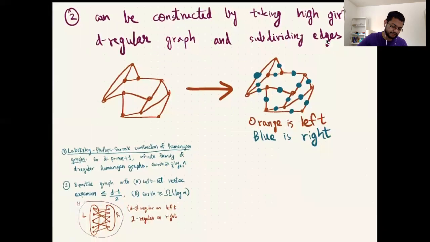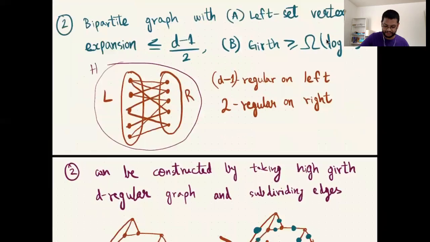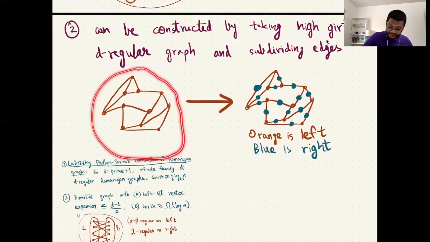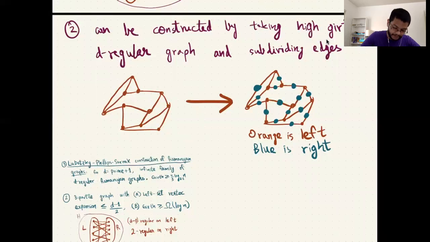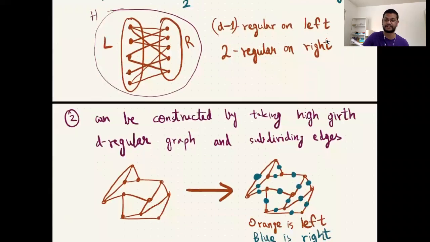And actually, why can this second bipartite gadget be constructed? So you can construct such a graph by taking some high girth d-regular graph. So here I've drawn a graph, pretend it's high girth and d-regular. And what you do is you subdivide each edge. The old vertices are orange. Now I add new vertices where I take every edge and subdivide it into two edges with a vertex in between. And now you can treat the orange vertices as the left vertex set and the blue vertices as the right vertex set.